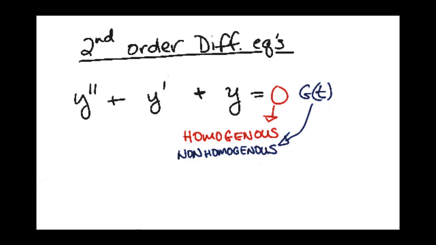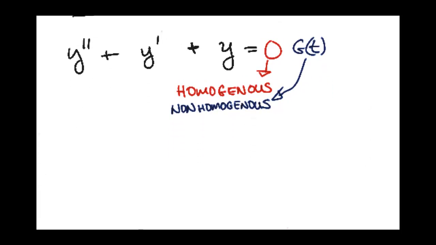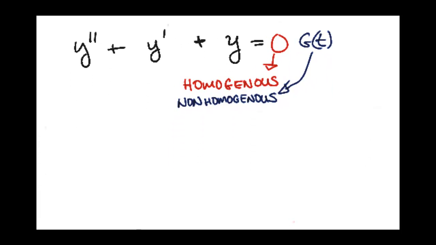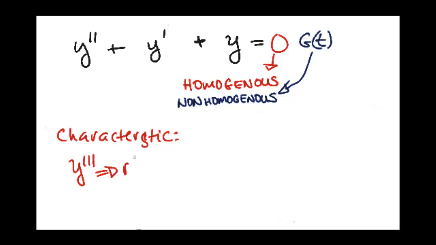This video is going to deal with what you need to do first for all of these equations, which is pretty much look at the homogeneous equations. And what you'll be doing is setting up what's called a characteristic equation. In a characteristic equation, you're going to be transforming each prime into a power of r. So if it was y triple prime, that would be an r cubed.